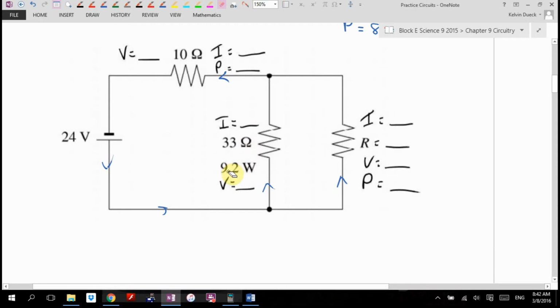I know 9.2 watts. I know 33 ohms. What else can I find? This one is really tricky. This one is harder than you're going to get on your test, unless I gave this to you. Did I give this to you on the purple sheet? Did I give you an equation that got... Did I give you that on your purple sheet? I didn't. Okay. I shouldn't have given you this one on your review.